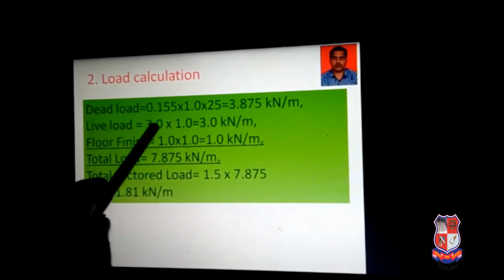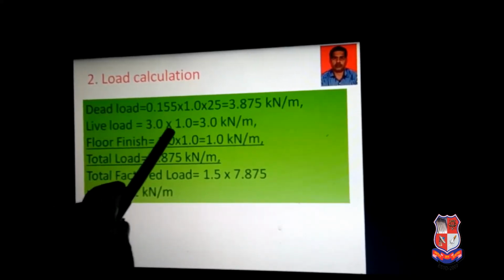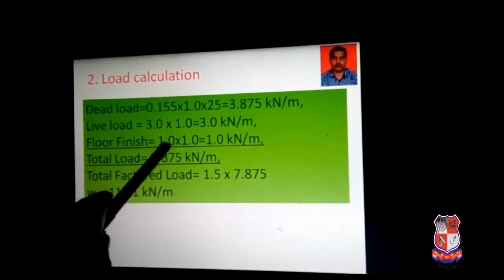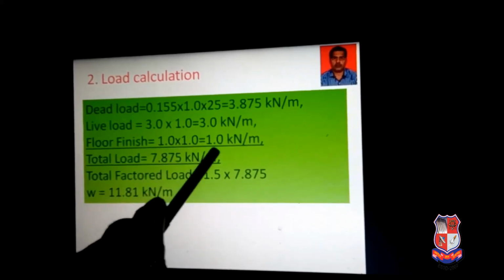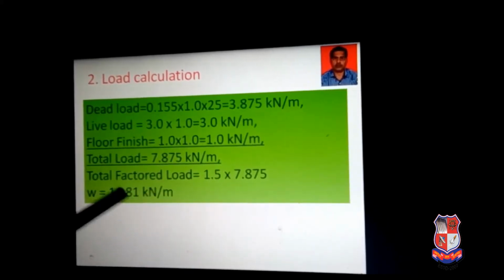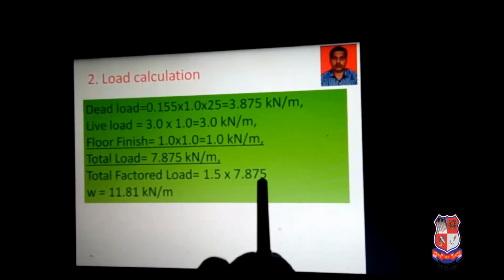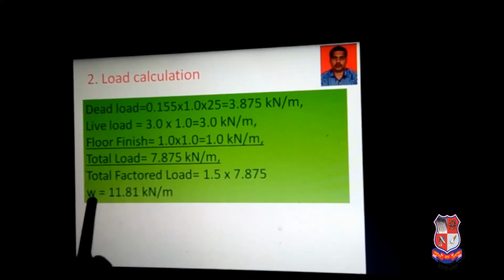Given live load 3 kN per square meter multiplied by the design width 1 meter, that is 3 kN per meter. Then floor finish 1 kN per square meter multiplied by the width, that is 1. The total actual load comes 7.875 kN per meter. Now to find the factored load, the partial safety factor for load 1.5 is multiplied by 7.875. So this comes the UDL per meter run W equal to 11.81 kN per meter. So this way we have found the load also.